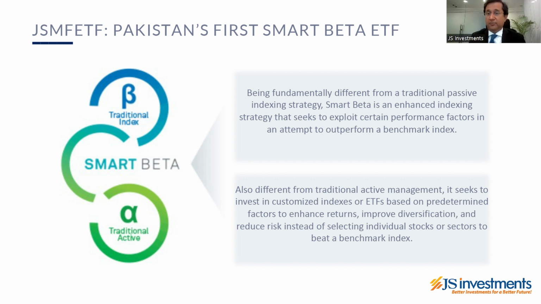Being fundamentally different from the traditional passive indexing strategy, smart beta is an enhanced index strategy that seeks to exploit certain performance factors in an attempt to outperform a benchmark index. Also different from traditional active management, it seeks to invest in customized indices or ETFs based on predetermined factors to enhance returns, improve diversification, and reduce risk, instead of selecting individual stocks or sectors to beat a benchmark index. So being Pakistan's first smart beta ETF, I think this makes a strong argument for having exposure to the JSMF ETF in any portfolio where you're seeking growth and higher returns.